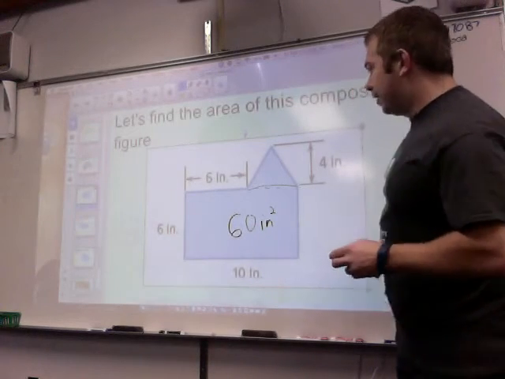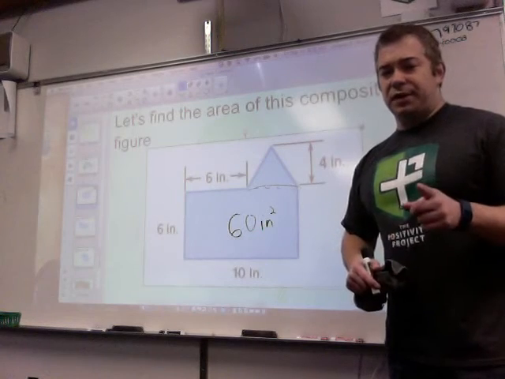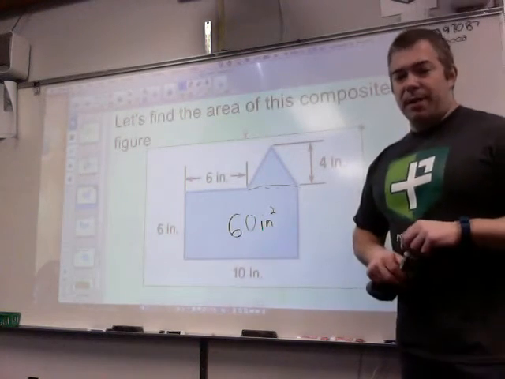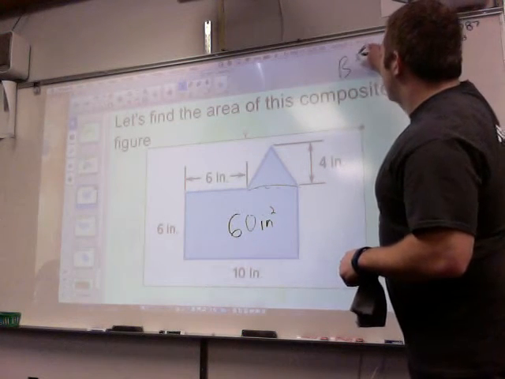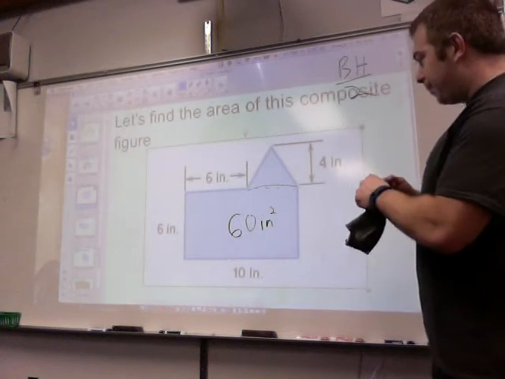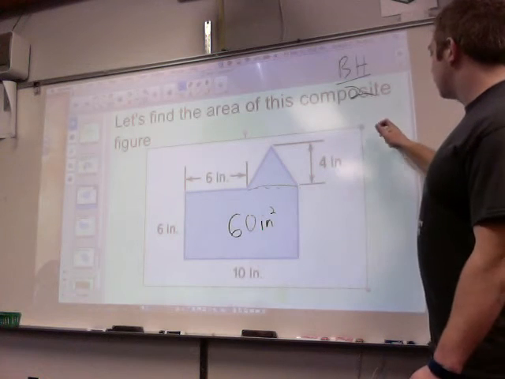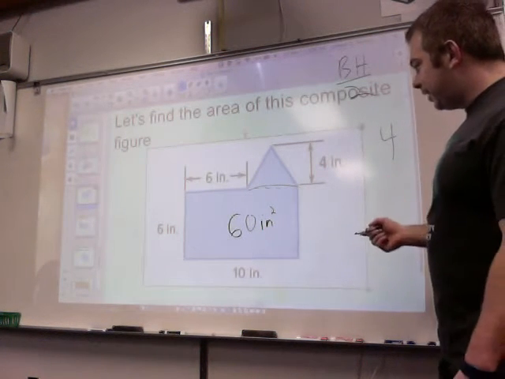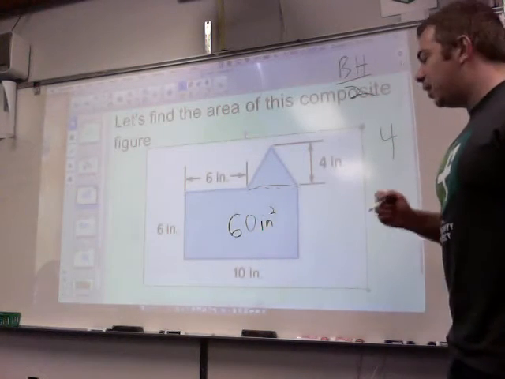Now my triangle, let's see. Who remembers what the area of a triangle is? You're right. It's base times height divided by 2, or half base times height. So I'm going to write that up here. Base times height divided by 2. Okay. So I have my height here of 4, and my base, let's see. There's no base right there. But I do know this.